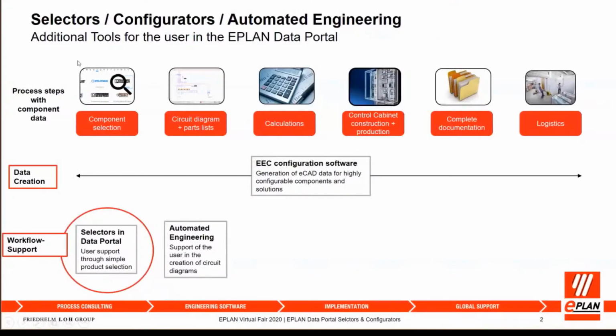So we've spoken about the importance of component information in the selection process. Users are able to select data within the data portal, and then they use this information to create circuit diagrams and part lists, and then figure out calculations, and move into production, which is the control cabinet and construction. They're able to complete the documentation and logistics. With selectors and configurators, they continue to help the engineer support their workflow even more in depth.